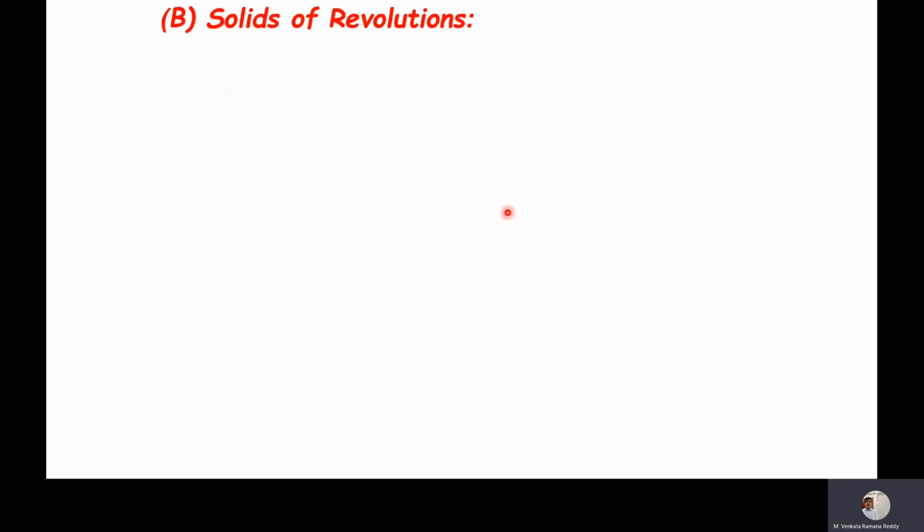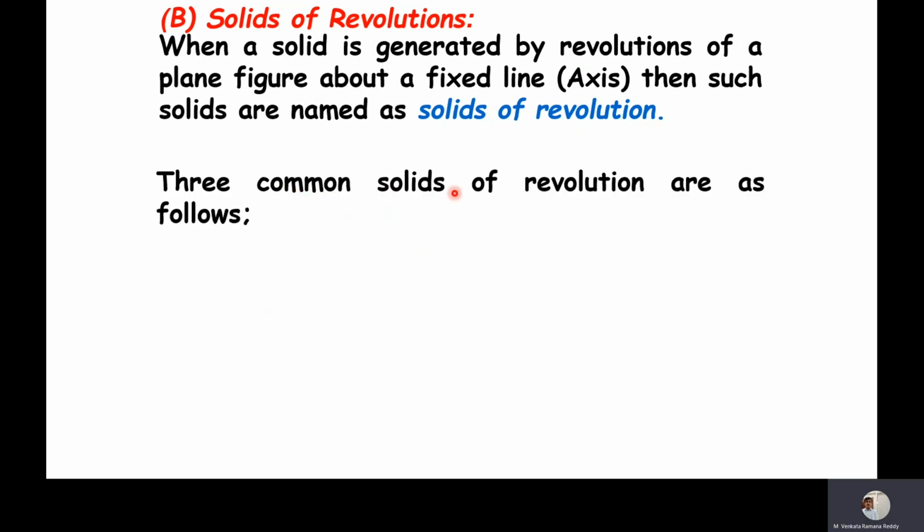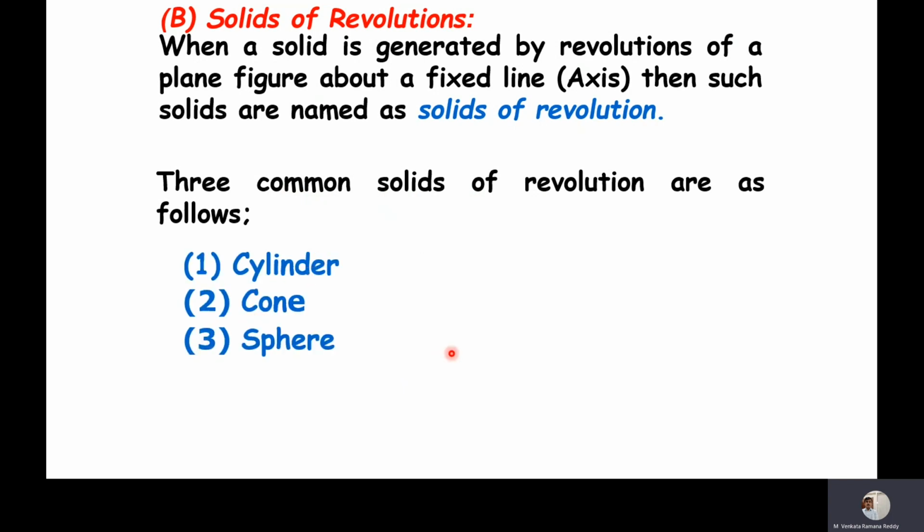Solids of revolution. What do you mean by solids of revolution? When a solid is generated by revolution of a plane figure about a fixed line, that is axis, then such solids are termed as solids of revolution. Three common solids of revolution are as follows: cylinder, cone, and sphere.